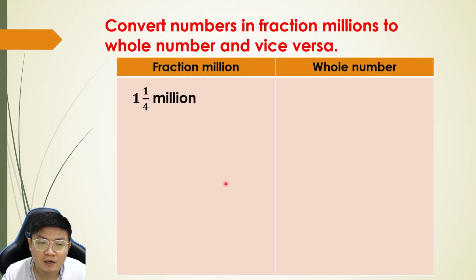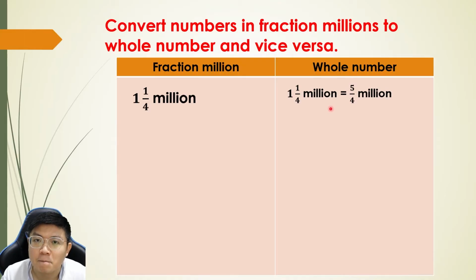So the other example, 1 1/4 million. And this time, you need to do some extra step. 1 1/4 million is a mixed number. So when you get a mixed number, you convert into improper fraction, where you get 5 over 4.